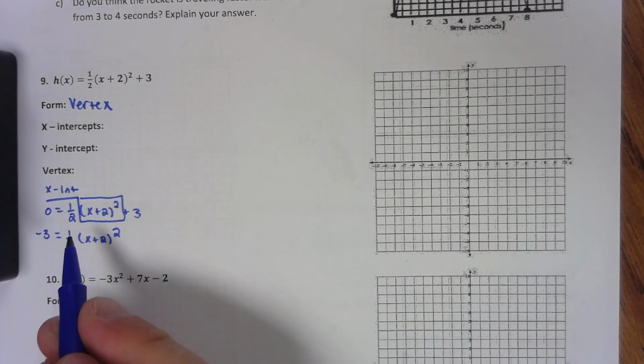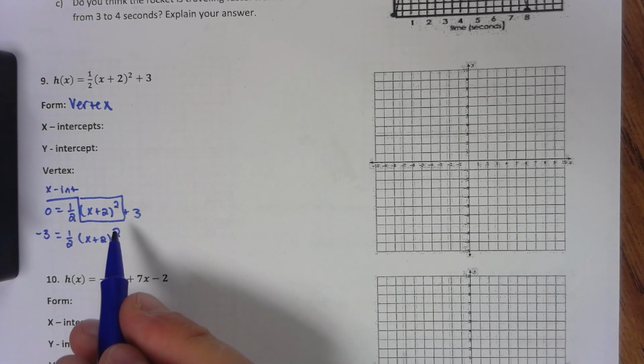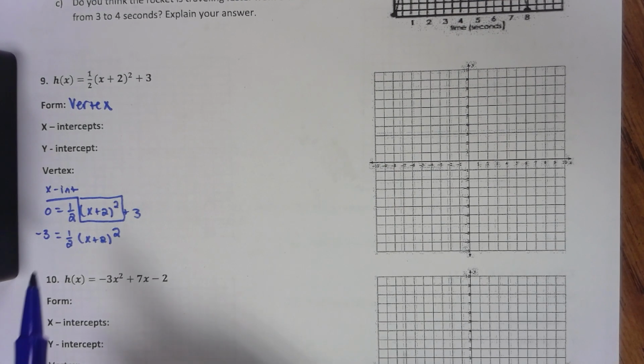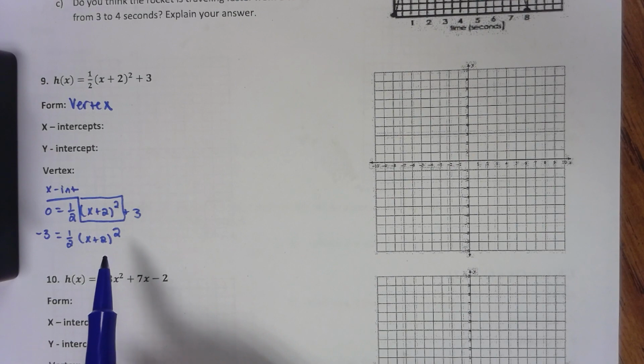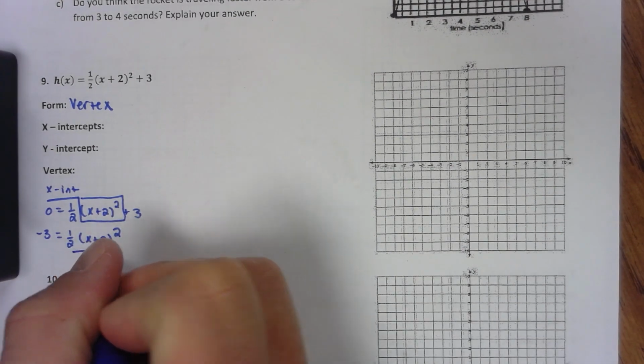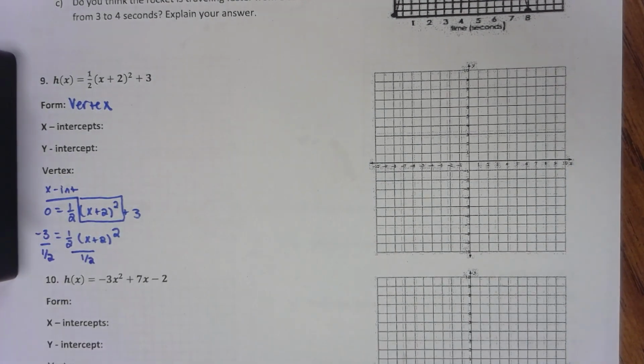This 1/2, it does want to distribute, but we cannot distribute into the parentheses because of the squaring. The squaring doesn't allow us to do that. But I know it wants to multiply. If I can't multiply it, I can undo it by dividing. And we can divide by fractions. Okay, at this point, we'll just let the calculator do that work for us.